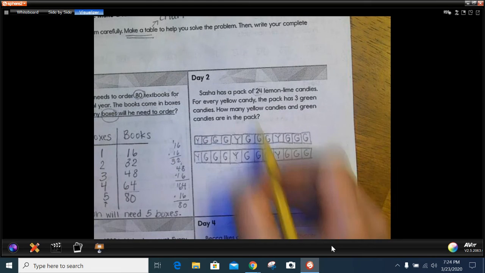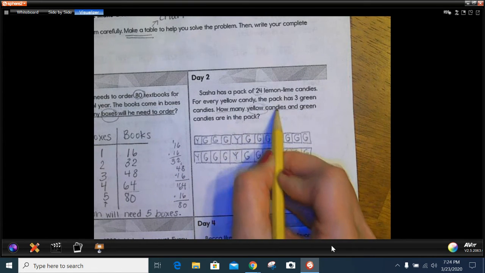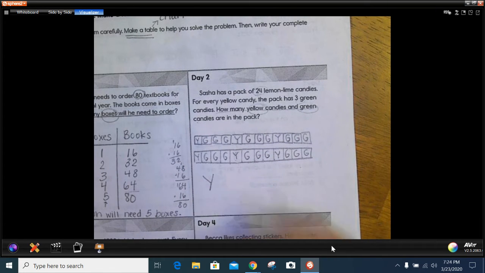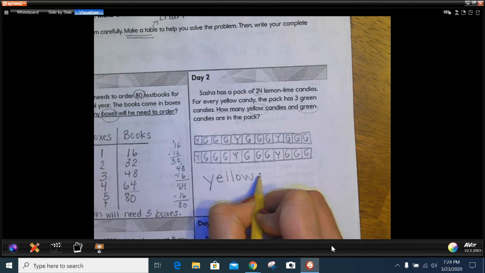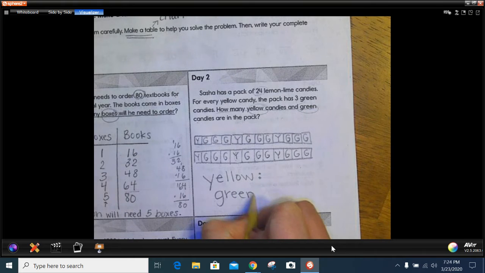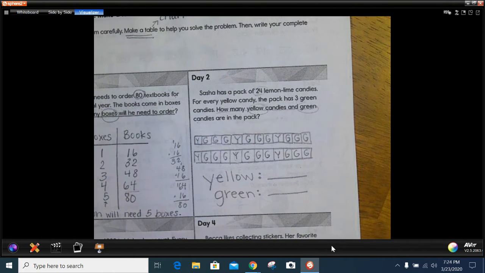All right, here we go. The question actually asks us how many yellow candies and green candies are in the pack. So let's neatly make ourselves a spot to put our answer. Yellow and also green. You always want to make sure that you are clear about how you are labeling your answers and putting work on your paper.